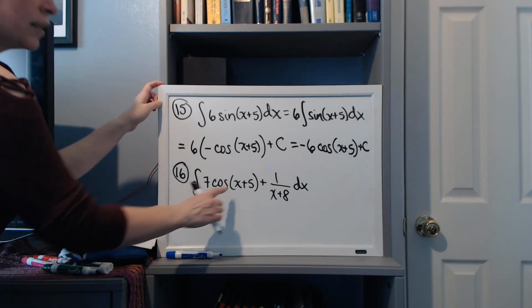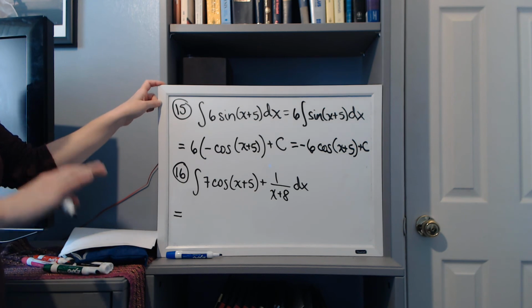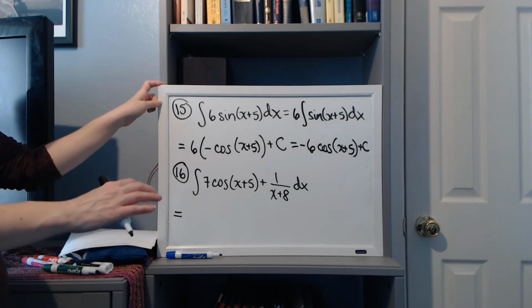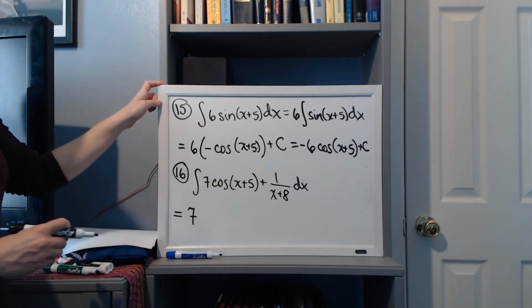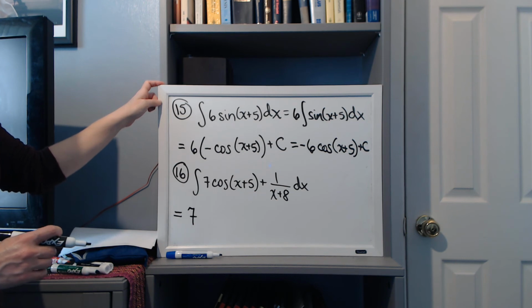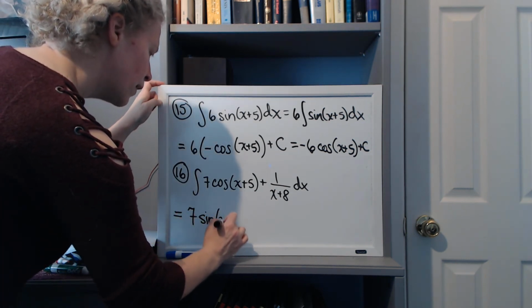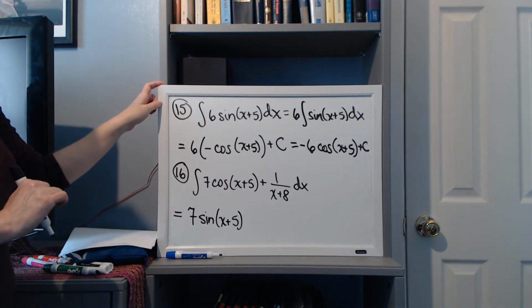All right, the x plus a number, again, we treat the antiderivative rules the same way. We just replace the x with the x plus the number. So here we're going to have a constant multiple of 7. I'm going to write that down. We need the antiderivative for cosine, and that's going to be sine. So we're going to have sine of x plus 5, because of the x plus 5 inside of the cosine.